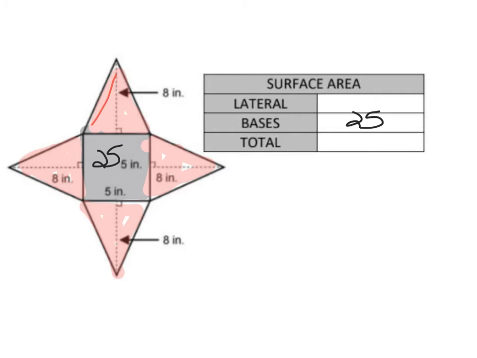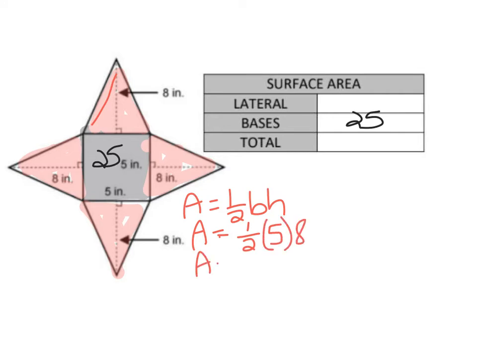5, and the height is 8. So all we have to do is go ahead and do A equals half of base and height. A is equal to half of 5 times 8. So 5 times 8 is 40, and half of 40 is 20. A lot of you are forgetting to divide it by 2. Remember, you still need that in half, so make sure you do it.